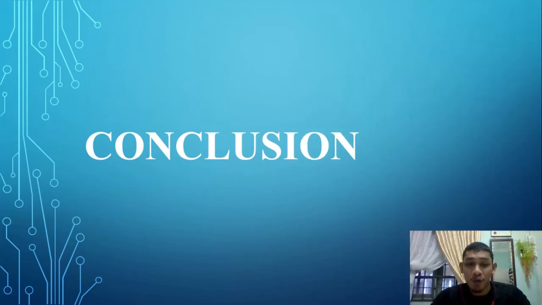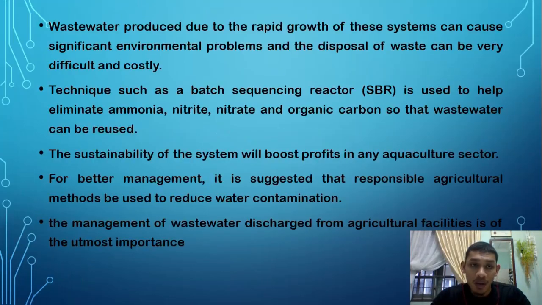Hi, so for the conclusions, wastewater produced due to the rapid growth of this system can cause significant environmental problems, and the disposal of waste can be very difficult and costly. Since the recirculating system of the raceway is a zero water exchange system, nutrients such as nitrogen, phosphorus, and organic carbon will develop in these systems.